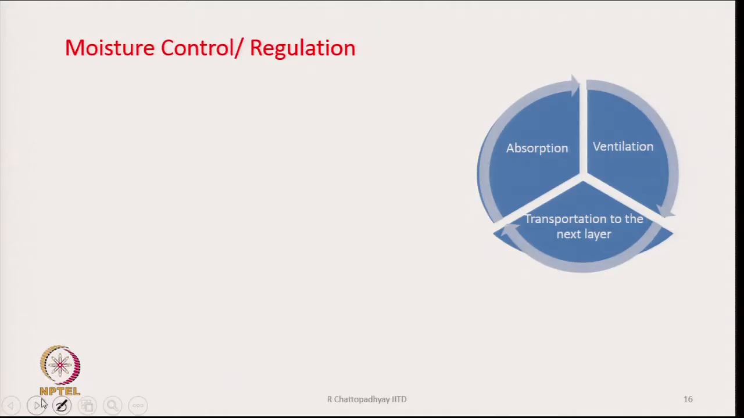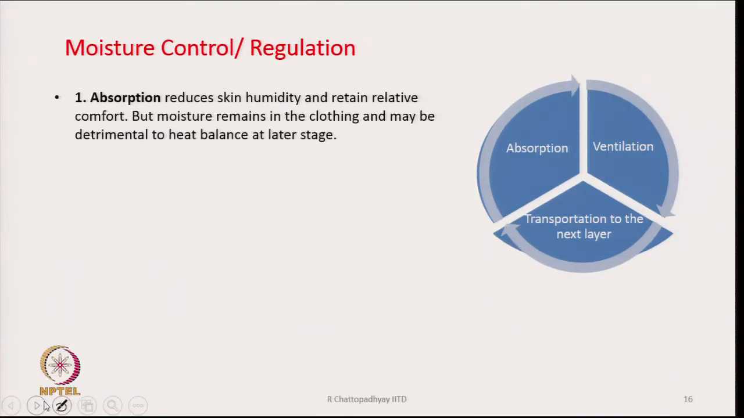Now, how can the moisture be controlled or regulated? There are three mechanisms which are important for controlling the moisture. One is absorption, ventilation, or transportation to the next layer. That is all that is possible. Absorption reduces skin humidity and retains relative comfort. We can absorb the moisture from the skin, but moisture will remain in the clothing and may be detrimental to heat balance at a later stage.